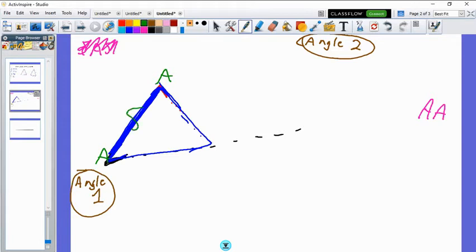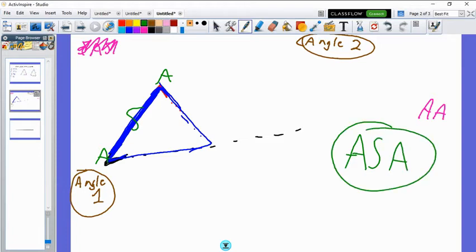And I just put a side between them. So this is considered angle side angle. So that's the explanation for angle side angle.